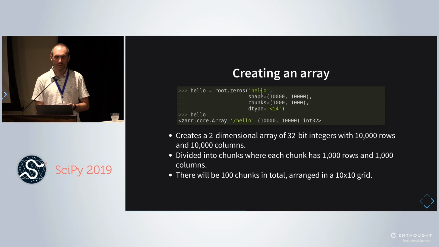You give it a name, so this is the name of the array. You give it a shape, just like you would for a NumPy array. You give it a dtype, just like you would for a NumPy array. You have to specify the chunks, so you have to specify how this array is going to be broken up. So here we're creating an array that is 10,000 rows, 10,000 columns, and that's broken up into chunks where each chunk is 1,000 rows and 1,000 columns. So that means there's going to be 100 chunks here in total, and those chunks are going to be arranged in a 10 by 10 chunk grid. I hope that all makes sense.